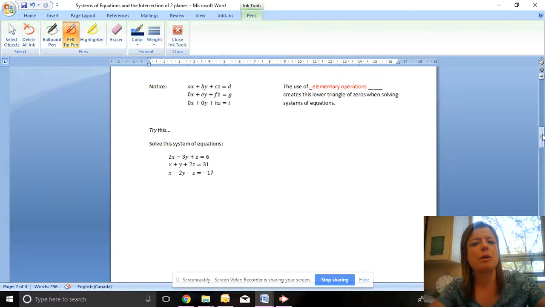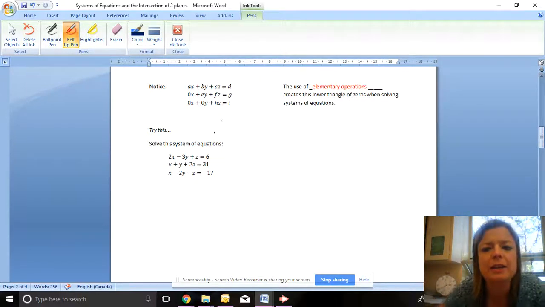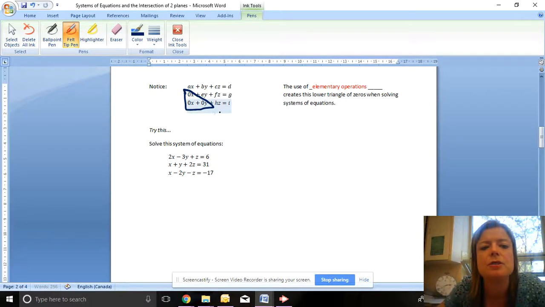So essentially what we're doing is using elementary operations to create this lower triangle of zeros. So we want one of our equations to have all 3 variables, one of our equations to just have 2, and then our last equation to only have 1 variable, so we can solve for it. And then, like I said, it's called back substitution, back substitute up until we get all 3 variables.